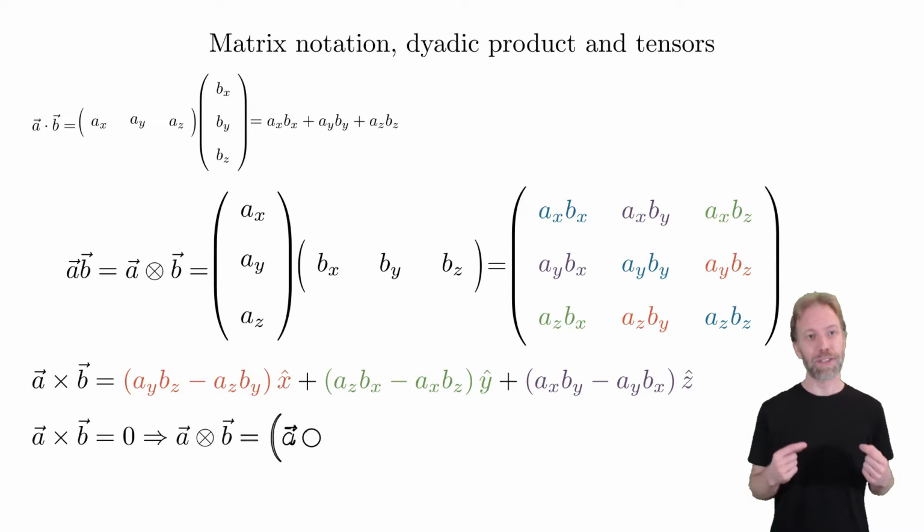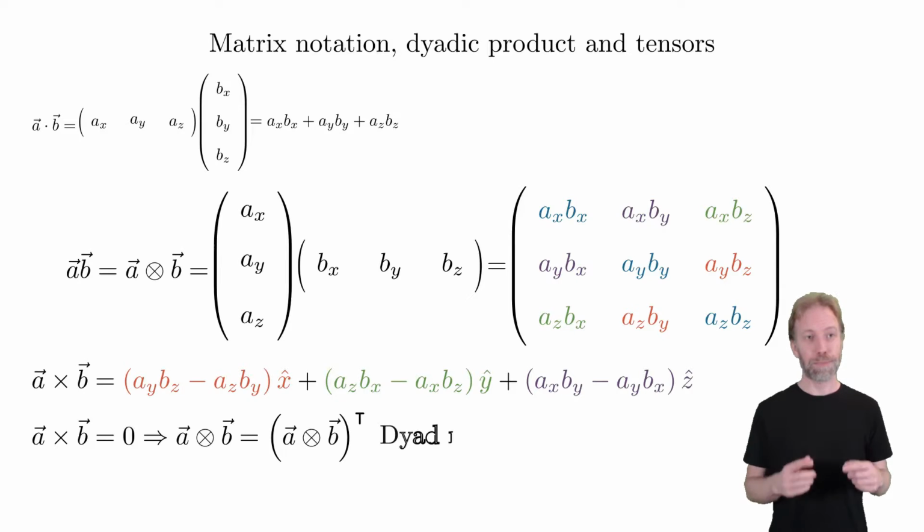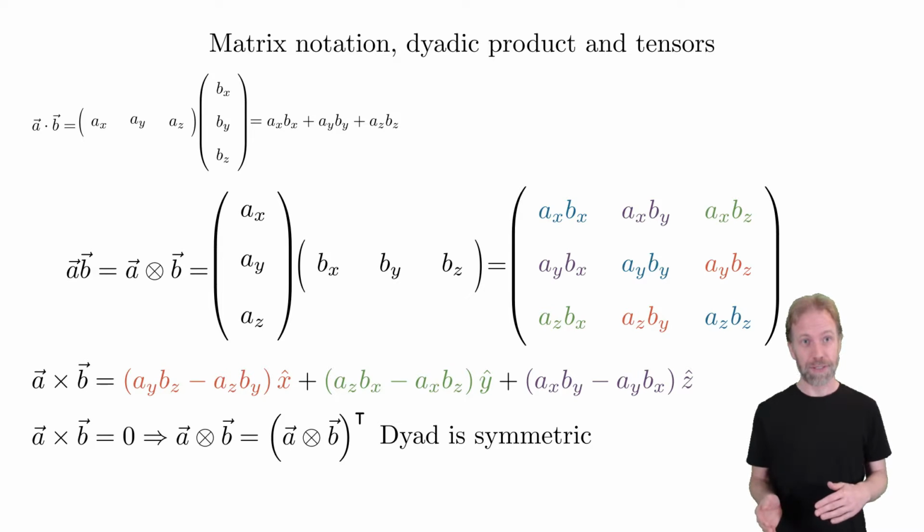By further studying the cross product, we find that if the cross product is 0, the dyadic product has to be symmetric. This is a direct consequence of the cross product containing the difference between the off-diagonal terms. If it's 0, no difference.